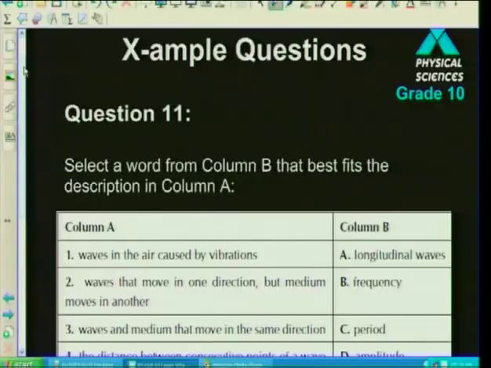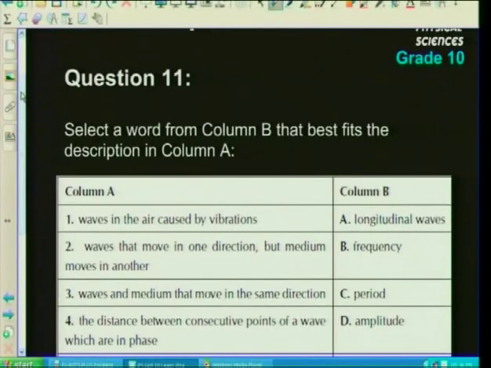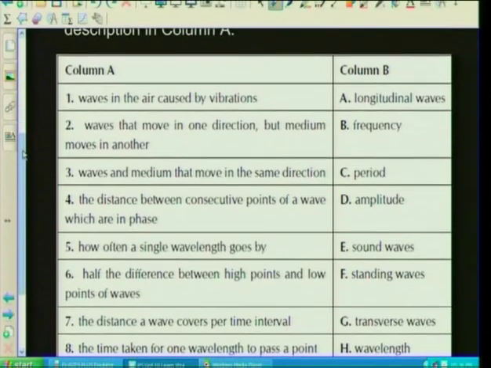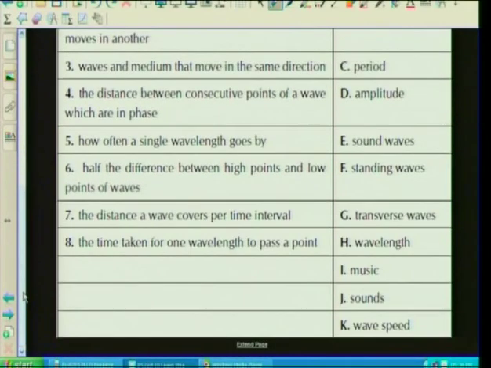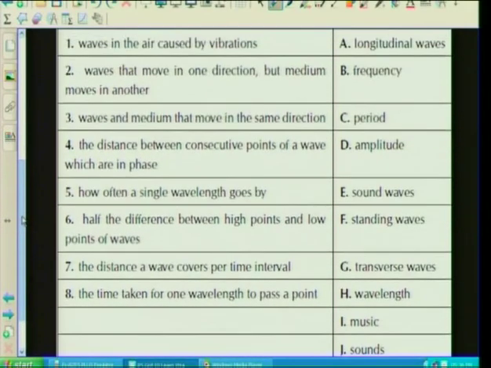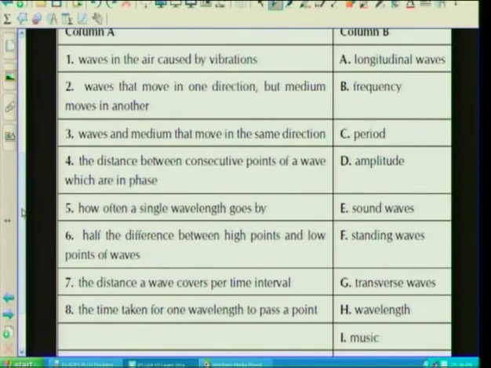I hope so. Okay, so we're on to our last question, and it's actually a really nice question. It's not one that you see very often anymore in your classes, but it's a nice way to make sure that you've got all the theory together. So what we have here is we need to select a word from column B that best describes the description in column A. So I think we've got all the, okay, we've got music and sound and waves. We'll do those in a second. So let's ignore column B before we start this.